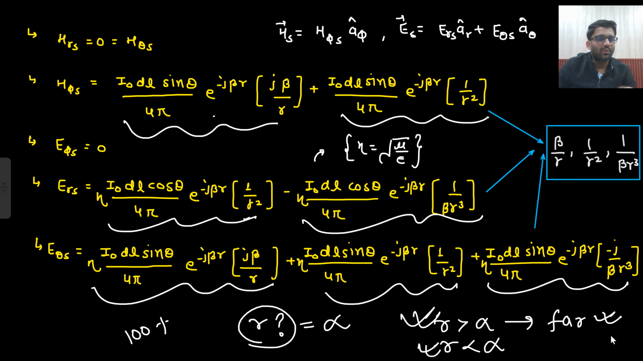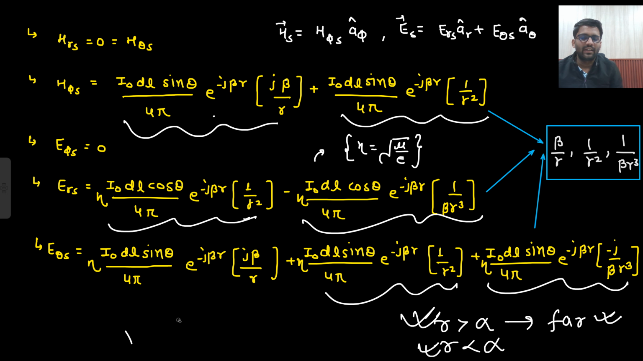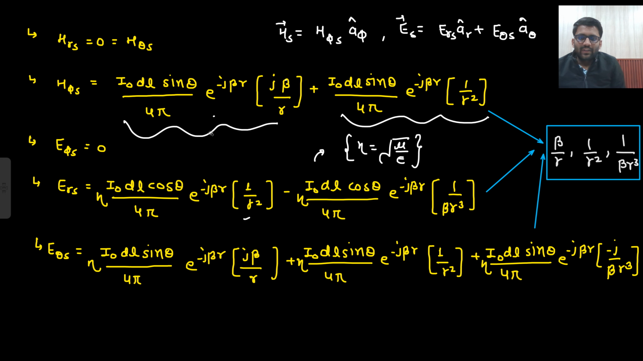So for that, I am going to take all these components equal. That will be my boundary. If my R is greater than that particular value, then that would be far field. Otherwise, it will be near field. So far field and near field I need to define. For that, I am going to find the value of R at which all these components are equal. So let's find that out.